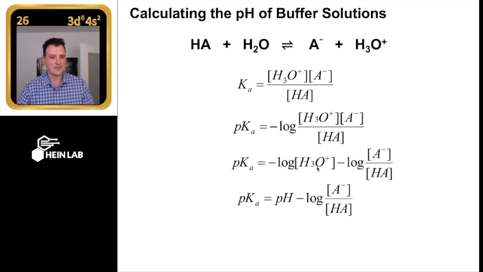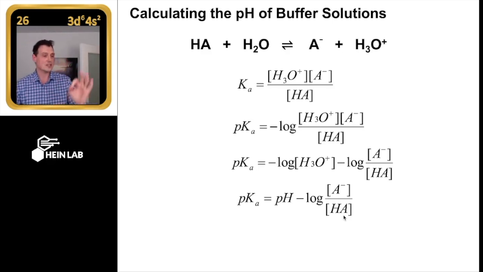So last step: negative log of H3O plus is also known as the pH, another equation that we've seen before. And finally, minus log of this A minus over HA is the ratio of the conjugate base and its acid for some system. So this is the Henderson-Hasselbalch equation.